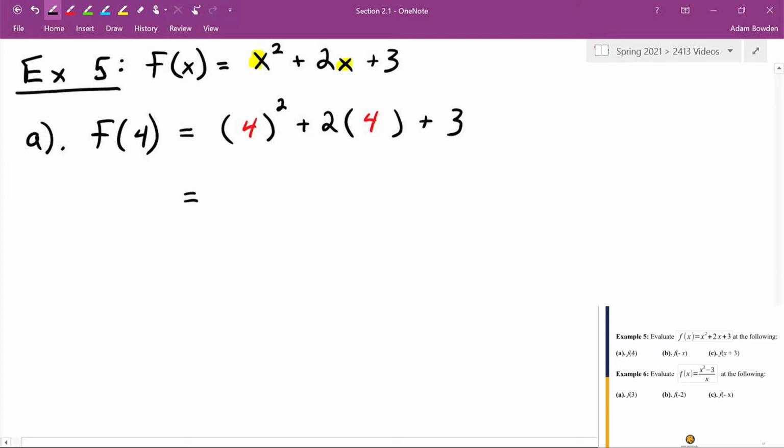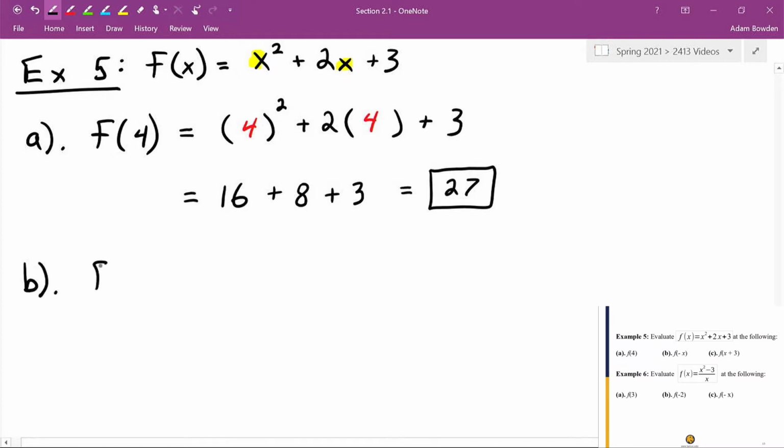And now I can actually calculate the output from the function by doing all the math here. So 4 squared would be 16. 2 times 4 is 8. So 16 plus 8 plus 3 would equal 27. So f of 4 is equal to 27.